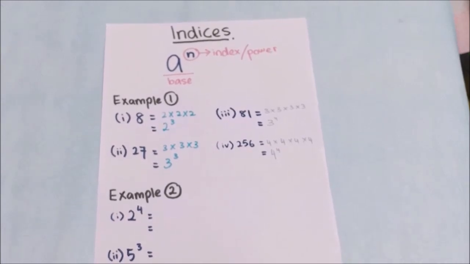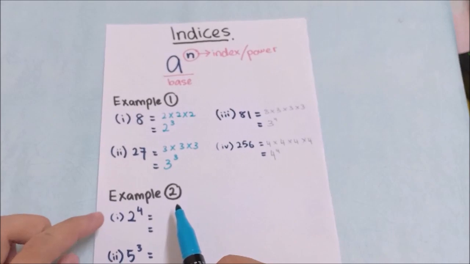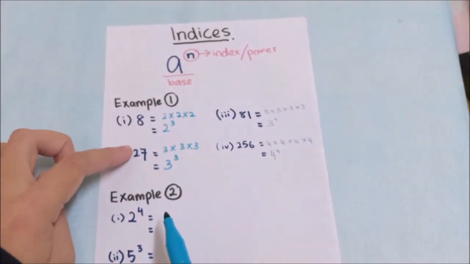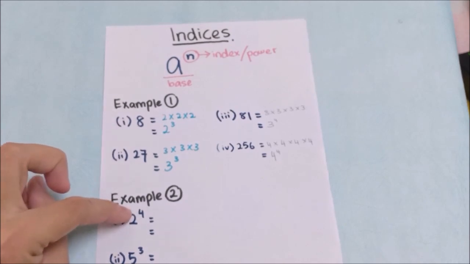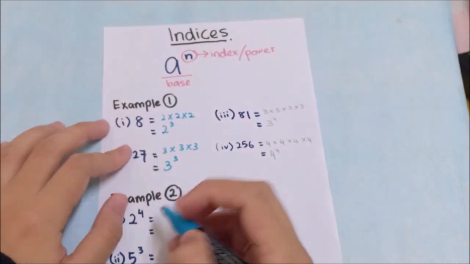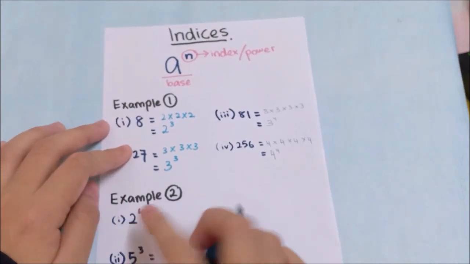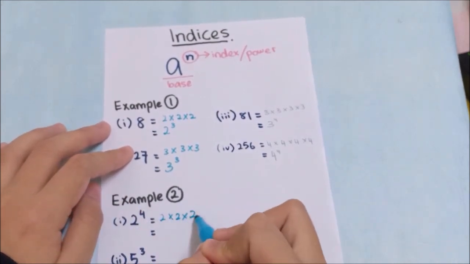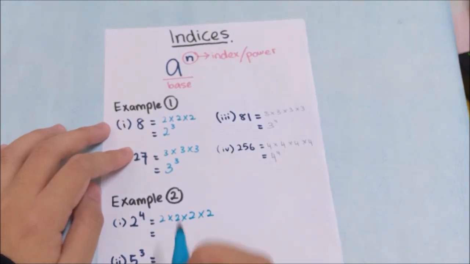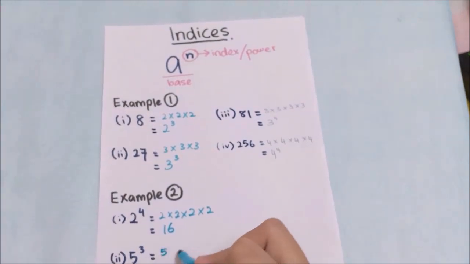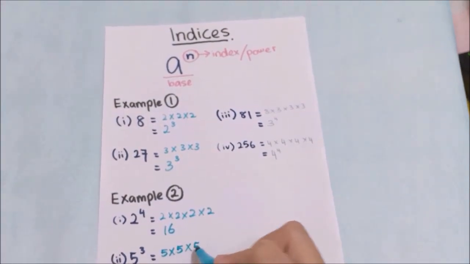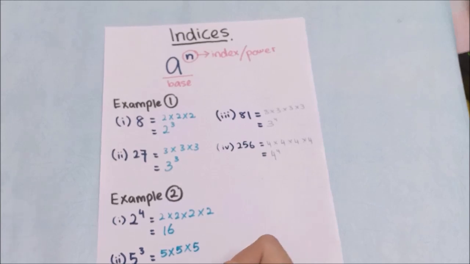Not only that, in index form, we can also use other ways. So, let's take a look at example 2. The difference is, example 1 gives the total, example 2 gives the index notation. So, we need to do 2 to the power of 4, which means 2 is multiplied 4 times, which gives the answer 16. 5 to the power of 3 gives the answer 125.